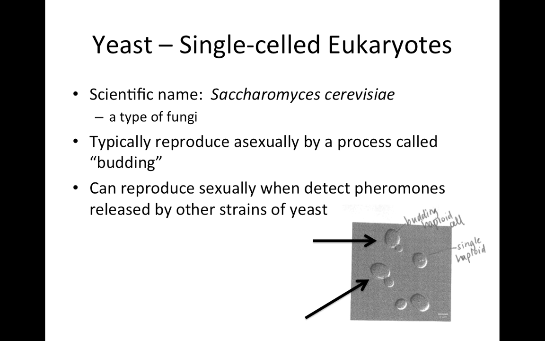However, yeast can also sexually reproduce when they detect pheromones released by the other mating strain of yeast. Typically, sexual reproduction is a little bit more advantageous than asexual reproduction because it increases genetic variety in organisms. And when you increase genetic variety, you increase chances of survival because there's new organisms with new traits. So the yeast will sexually reproduce when they can do so.